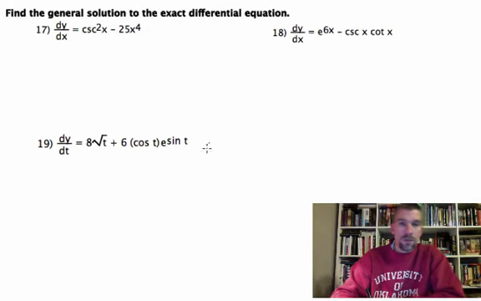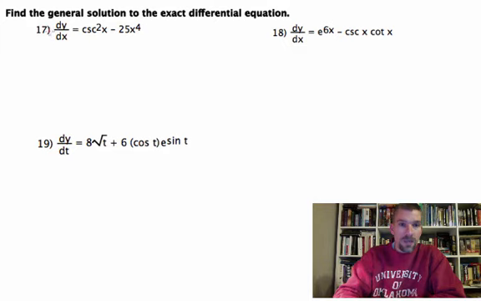Right. Differential equations. That's all that means is we're trying to solve out an equation that has a derivative in it. So if you'll look, here's our derivative. dy/dx equals cosecant squared x minus 25x to the fourth. So if we want to solve this differential equation, all we need to do is find where it started and make it say y equals.